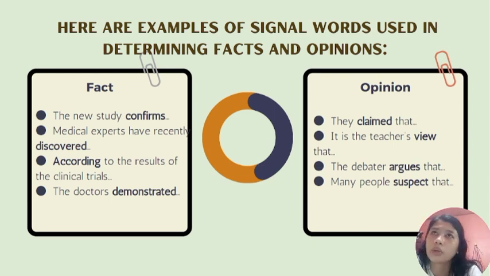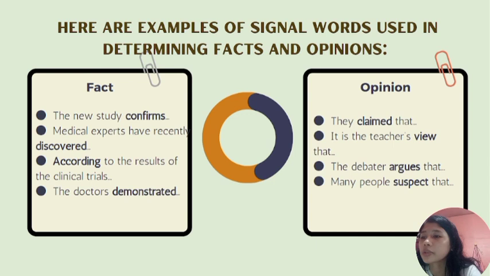This is like what I said earlier, that there is a technique in knowing whether a statement is fact or opinion. First is: the new study confirms. The bold letters are the signal word. Because of the word "confirms," it is known as a fact because it provides evidence or support to your statement.